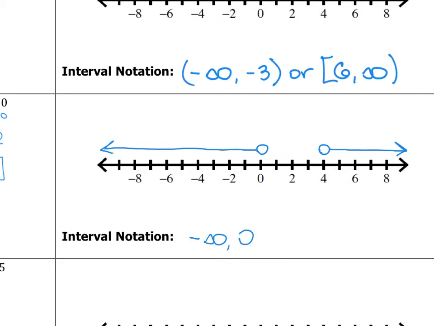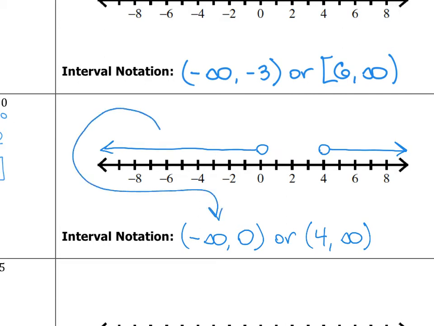Negative infinity, comma 0, to represent that x is less than 0, or 4, comma, positive infinity, to represent that x is greater than 4. Notice that when I'm writing interval notation for compound inequalities, I always start with the graph on the furthest left. It doesn't matter the order that your original inequalities were written. The leftmost graph goes first, and then the rightmost graph goes second. So you should always be starting with the negative infinity and ending with the positive infinity.